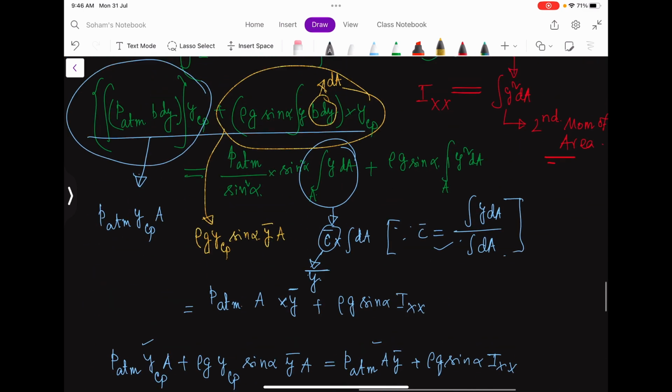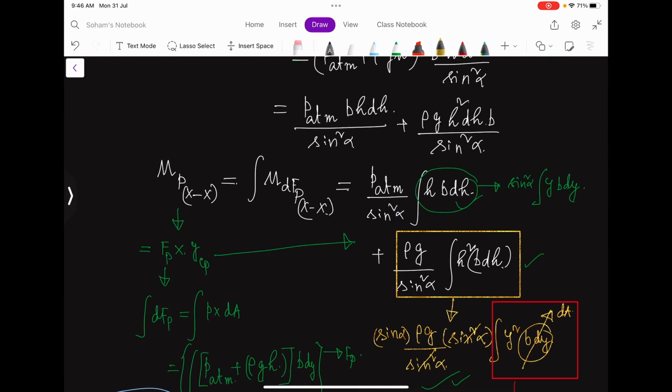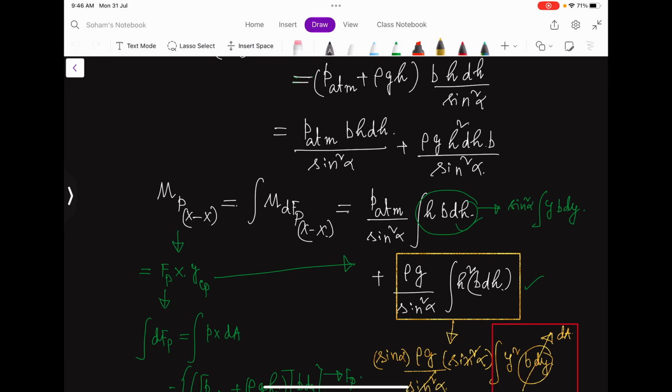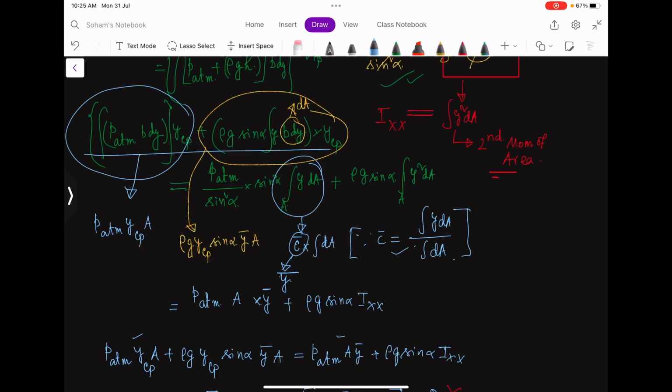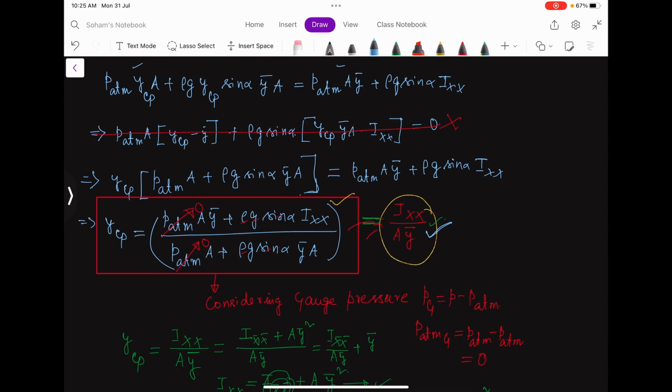So let me give you a suggestion: if in the exam you are to derive this, just write at the beginning that I am considering the PATM to be zero, and that is the gauge pressure concept. I am considering only the effect of the hydrostatic force, and you can directly come down to this one. Just remember that during your examination, say that I am considering the gauge pressure.